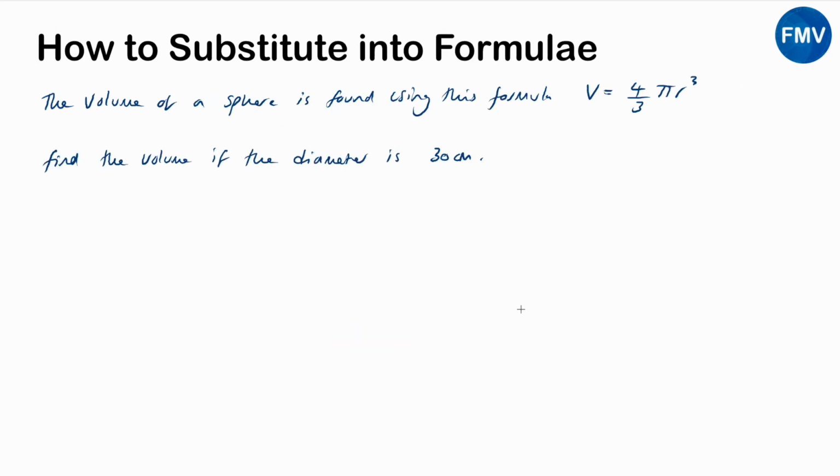So on this last example, the formula looks quite complicated again because it's a formula to find the volume of a sphere. And here is the formula. It is 4/3 pi r cubed. We've been given the diameter. So we know that the diameter, D, is equal to 30 centimeters. Now the problem we have here, we don't have D. We don't have a diameter. What we have is the radius. So you need to understand that the radius is half of the diameter. So therefore the radius is 15 centimeters.